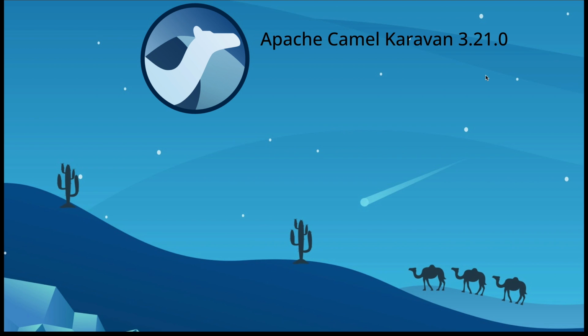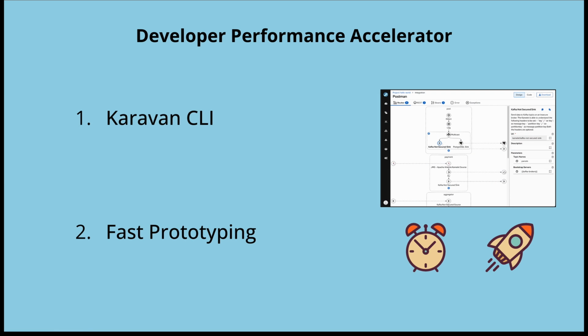What's new in Apache Camel Karavan 3.21? This release mostly focuses on developer performance. In this release, we have created Karavan CLI to simplify installation of Karavan into Kubernetes. Second main focus is fast prototyping.